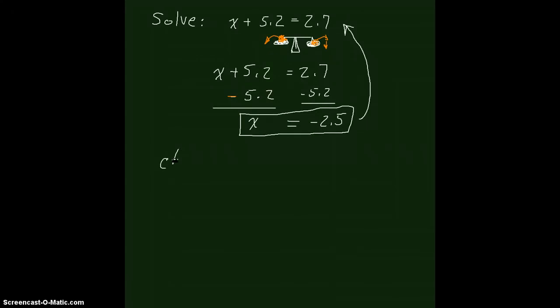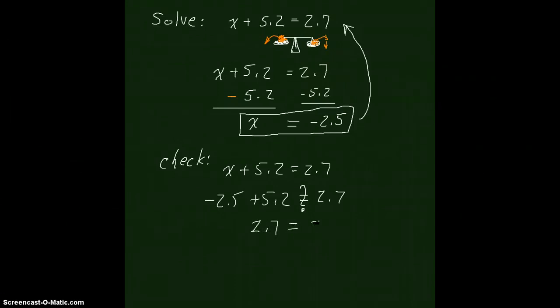So let's check that. How would I check that? I go back to the original equation, x plus 5.2. This is going to be pretty simple, 2.7. I plug in my value that I found into x, minus 2.5, and I add that to 5.2, and I say, big question mark here, does that equal 2.7? We add this together and we say, yes, in fact, this is true. Because I get equal values on either side, then I know that my equation has been solved.